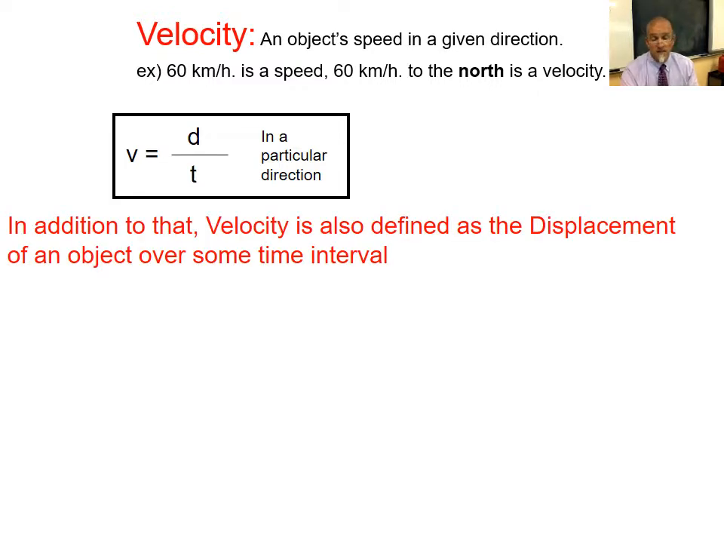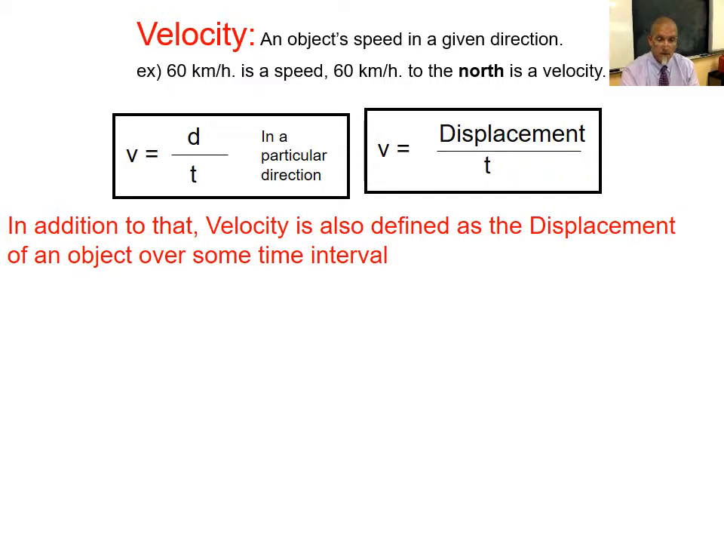Now, in addition to that, velocity can also be defined as the displacement of an object over some period of time, keeping in mind the difference here now between the idea of displacement and distance. Remember, displacement involves direction, or when direction matters, displacement comes into play. So we could write another equation, very similar equation, written just a slightly different way. Velocity is equal to displacement divided by time. Again, because displacement incorporates the idea of direction.